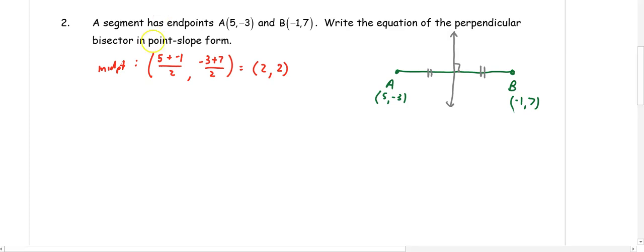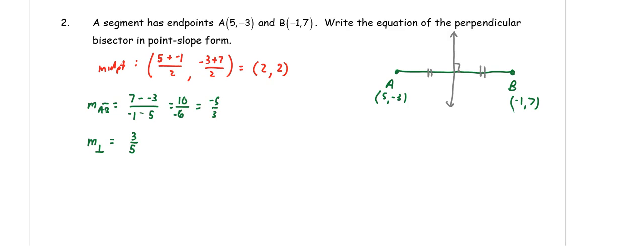Then we need to find our slope of AB. So y2 minus y1 over x2 minus x1. Remember, it doesn't matter which one is x2 and y2. So we get 10 over negative 6, and that reduces to negative 5/3. Remember that we want the perpendicular slope, so we're going to take the opposite reciprocal. We flip our fraction to become 3/5, and it's positive since the original slope was negative.